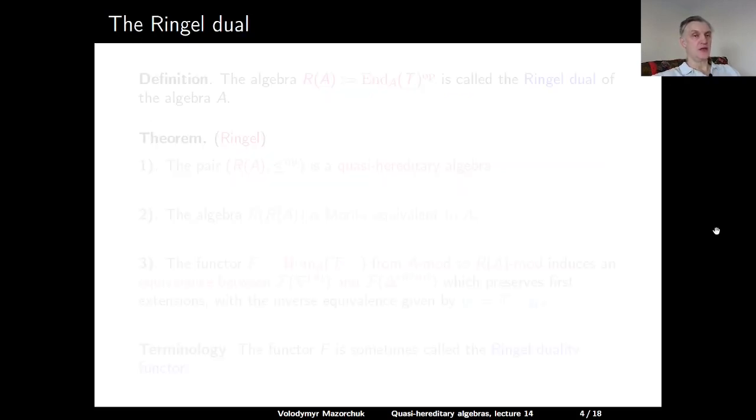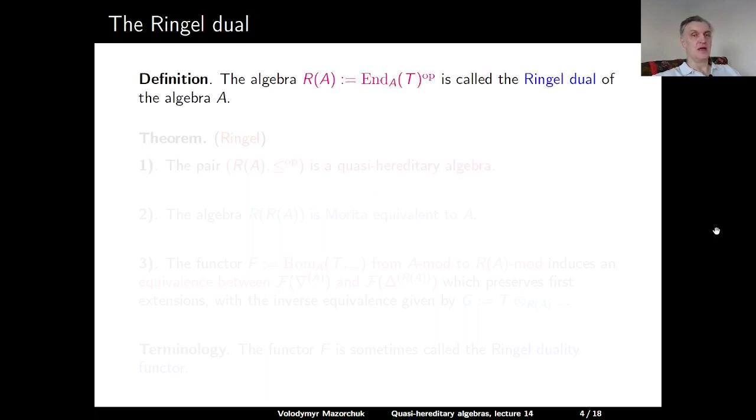And finally, in the last lecture, we proved the following theorem. So we considered the algebra R(A), which is the opposite of the endomorphism algebra of the characteristic tilting A-module T. We call this algebra R(A) the Ringel dual of the algebra A. And we have proved the following theorem, which is also due to Ringel. Claim 1. The algebra R(A) is a quasi-hereditary algebra with respect to the opposite of our original order on the index set 1 to k.